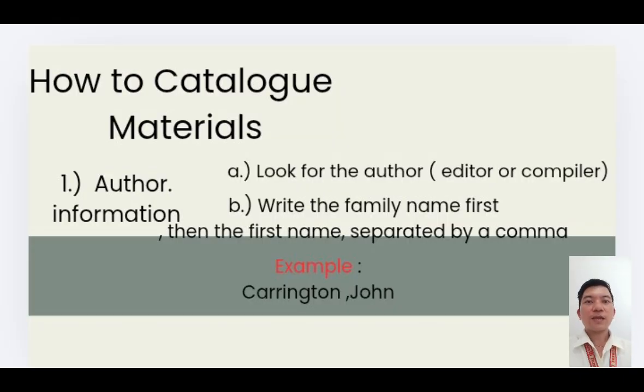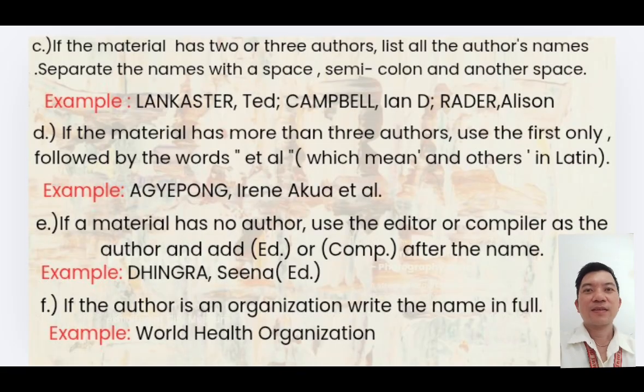Okay, so how to catalog materials. First is author information. Under author information, first look for the author or the compiler. Next, write the family name first, then the first name, separated by a comma. For example, Carrington, John. Okay, that's letter C under the author's information.